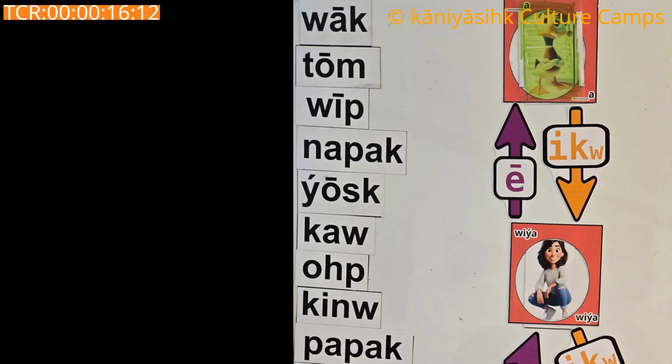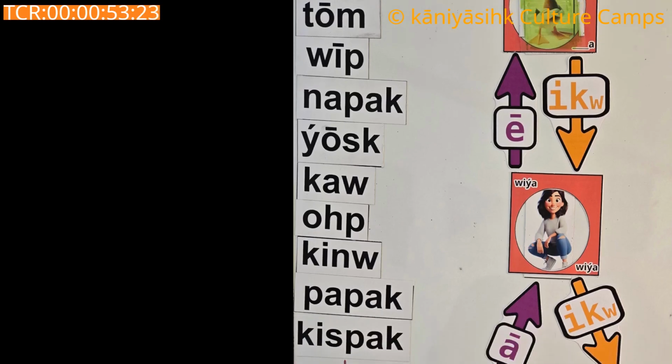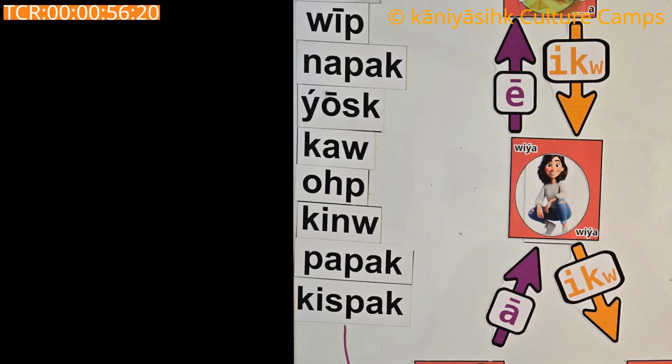So wog is bend, tom is grease, weep is dirty, napug is flat, yosk, thosk, nosk, right, the dialectal variants of the Y. Yosk is soft. Gau means to go downwards, and op means to go upwards. Kinu, the W at the end, means long. Papug means thin, and gispug means thick.